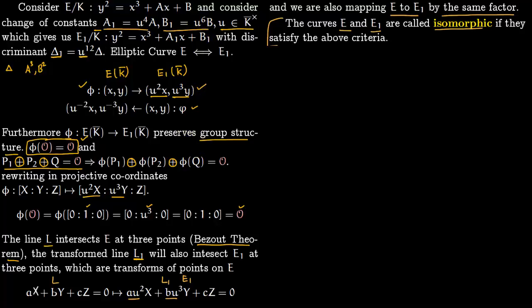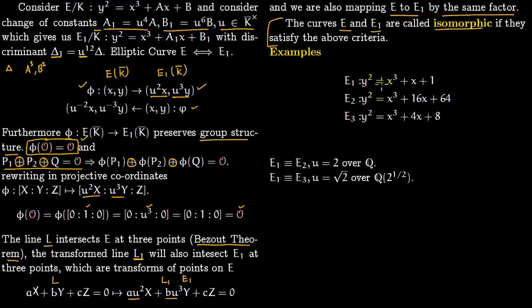So let us see some examples. Say we are given this curve E1, which is y square is equal to x cube plus x plus 1, and E2, which is y square is equal to x cube plus 16x plus 64. Then these two curves are isomorphic. You just take u as 2 over the rationals.